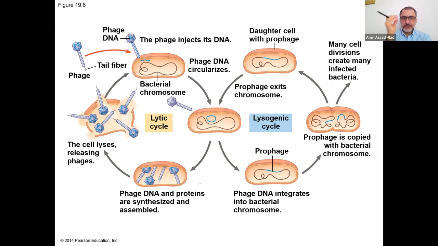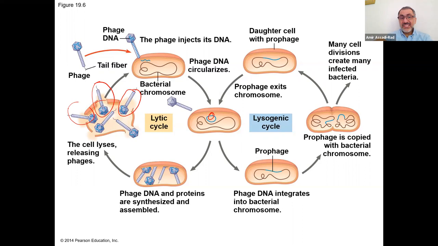So the lytic cycle, we already talked about it. The phage sits on the bacteria and puts its DNA into the bacteria, and the bacteria eventually will die and the phage multiply and get out of the bacteria. And then what another route is possible? It is called the prophage.